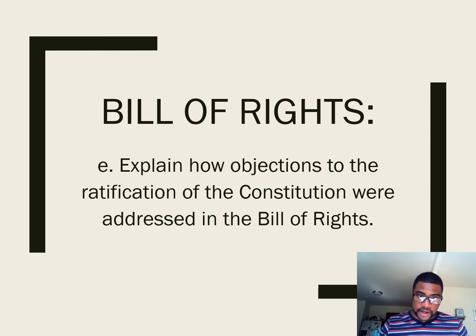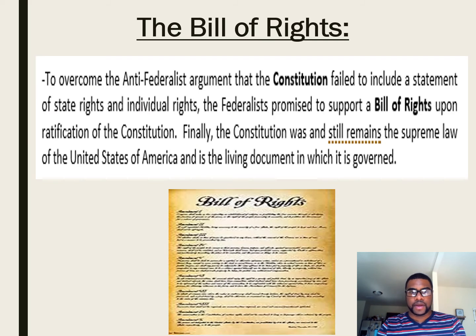The Bill of Rights. This is Section E of Standard 5. Explain how objections to the ratification of the Constitution were addressed in the Bill of Rights. The Bill of Rights. To overcome the Anti-Federalist argument that the Constitution failed to include a statement of state rights and individual rights, the Federalists promised to support a Bill of Rights upon the ratification of the Constitution.